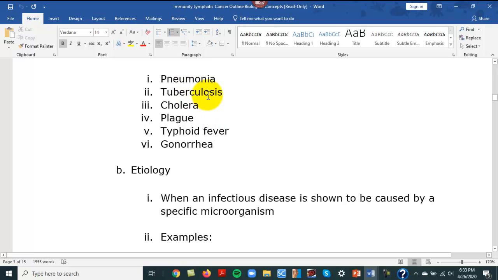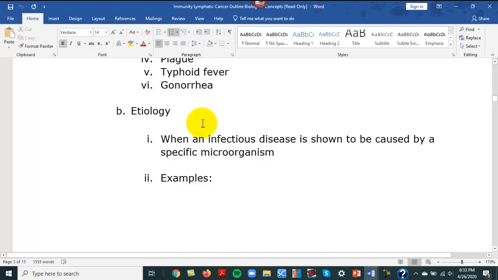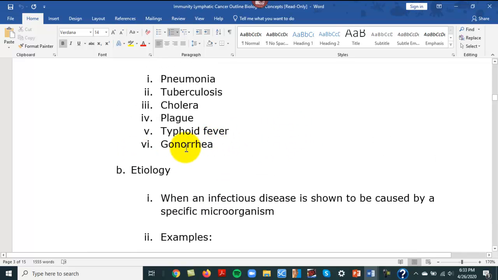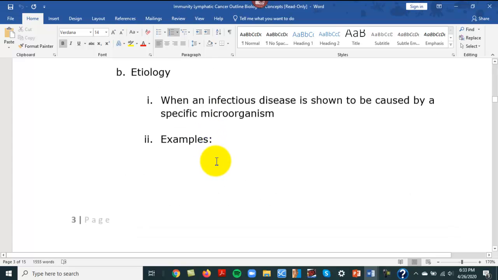This is Mycobacterium tuberculosis that causes that. Plague is called Yersinia pestis, a little bacteria that infects the fleas of rodents. Gonorrhea is actually Neisseria gonorrhoeae, which is a bacteria. So that's all that means. Etiology means you have a specific organism that causes a very specific disease.